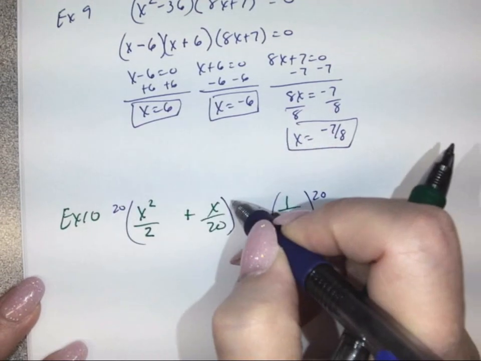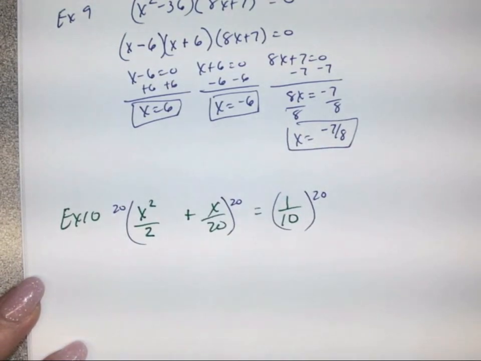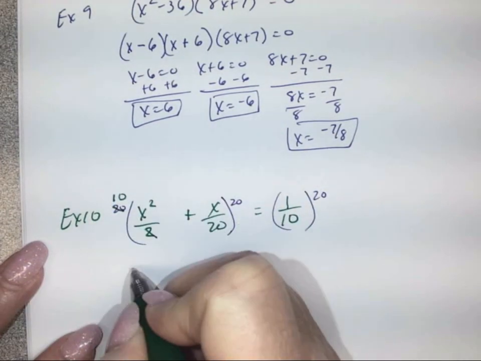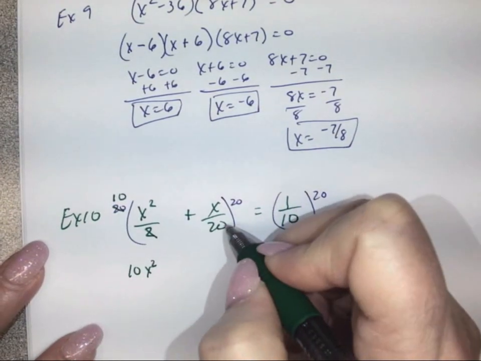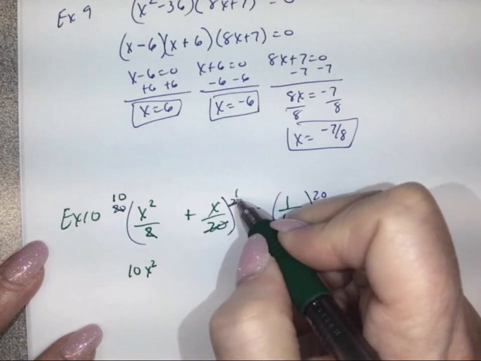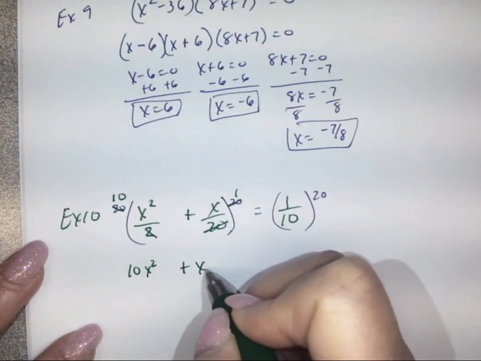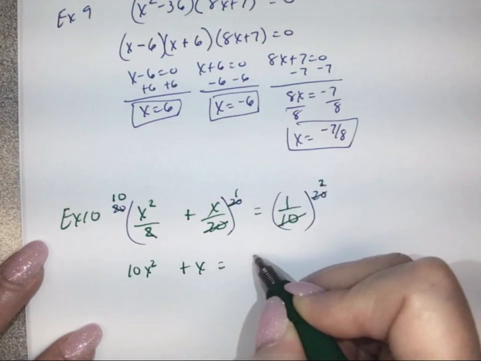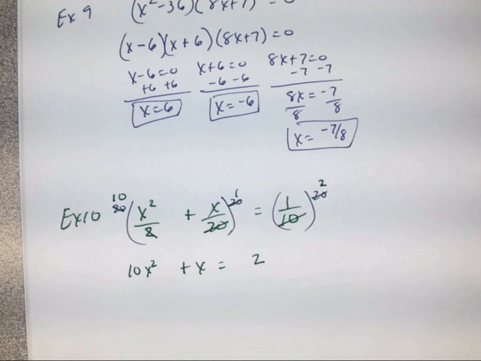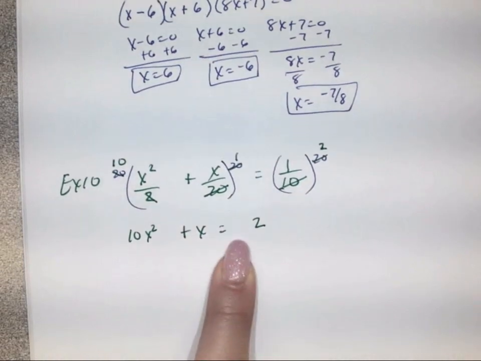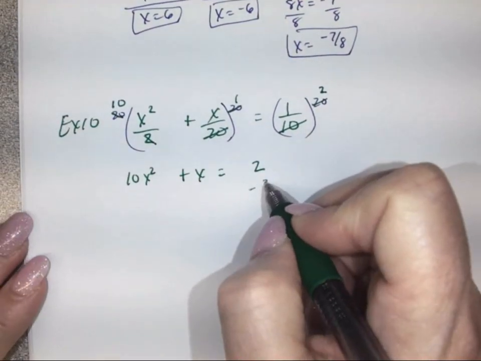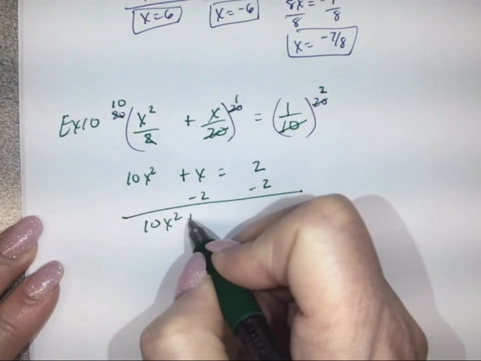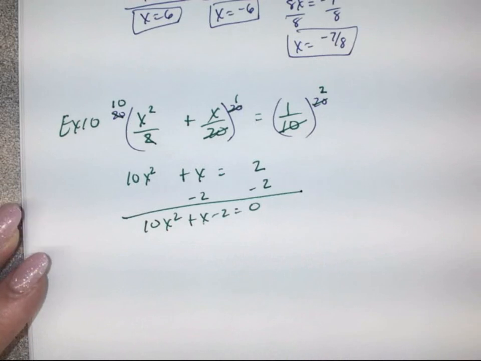I like to put 1 under each term so I can do some canceling. 2 goes into 20 10 times, so I'll have 10x squared. 20 goes into 20 1 time, so 1 times x will just get me x. 10 goes into 20 2 times. 2 times 1 is going to get us 2. Now we have something we can work with. So I'll subtract the 2 and move it over, because everything has to be on one side because it needs to be equal to 0.